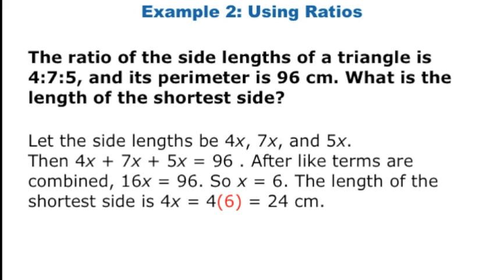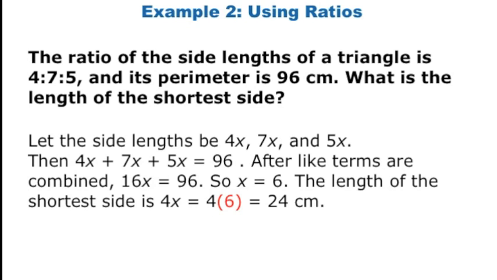So 4x plus 7x plus 5x equals 96. We already said those numbers add up to 16, so that's 16x equals 96. And dividing by 16 gets us x equals 6. Here we wanted to know the length of the shortest side. The shortest side obviously is associated with the 4 or 4x. So 4 times our 6 is 24 centimeters.